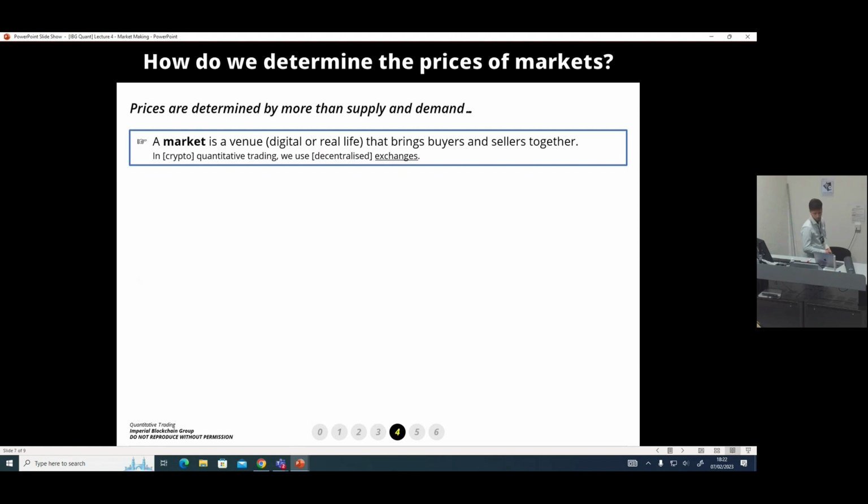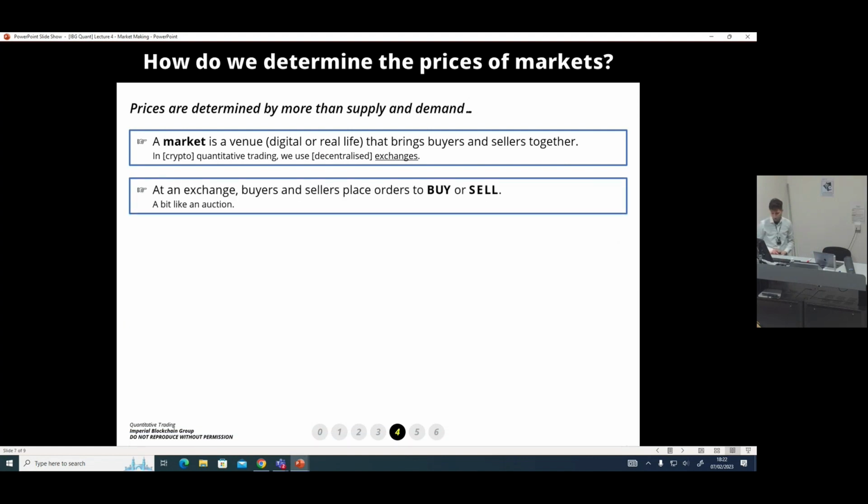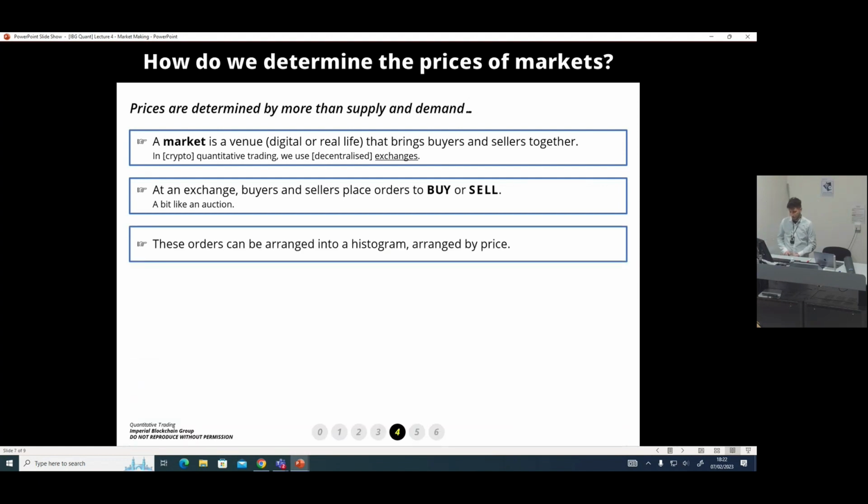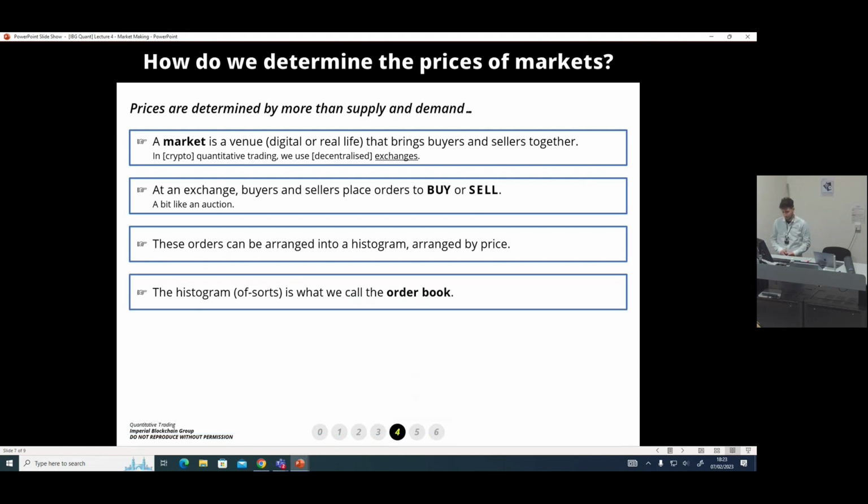If we're looking at crypto, quantitative trading, which is what we're here for, we're using something called decentralized exchanges. When we are at an exchange, as you saw in the diagram previously, buyers want to buy, sellers want to sell. It's just like an auction. In fact, it's very identical. And then we can arrange the orders in terms of how many people want to buy or sell a coin into a histogram. We've already arranged it by the price level. And this histogram, essentially the price levels and how many people want to buy or sell, is what we call the order book.